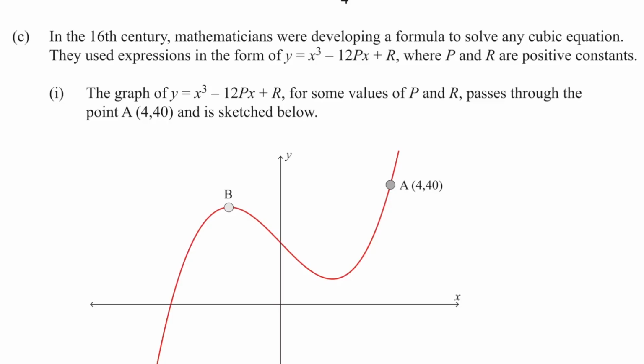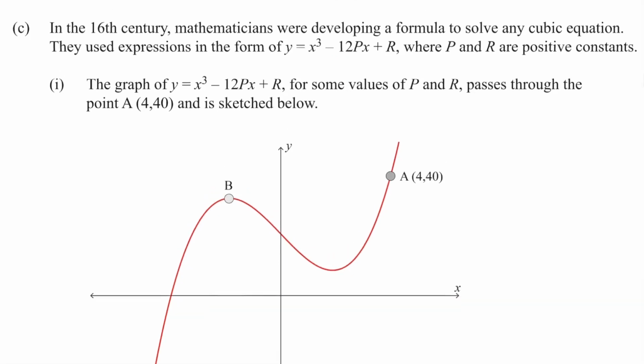Alright, in the 16th century, so about when I was born, mathematicians were developing a formula to solve any cubic equation. Right, cubic meaning the highest power of x is 3. So the expressions were in this form: x cubed minus 12 times some positive constant times x plus some other positive constant. You'll notice the x squared term is actually missing. So this is a simplified problem. It's not all cubics that ever existed or ever will. It is a good amount of them.